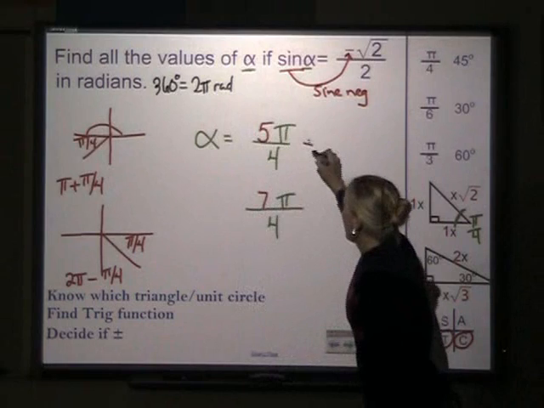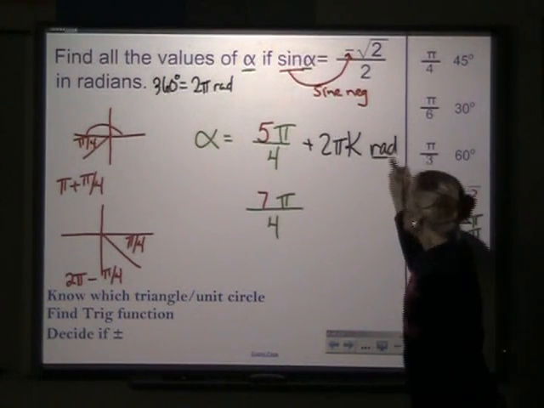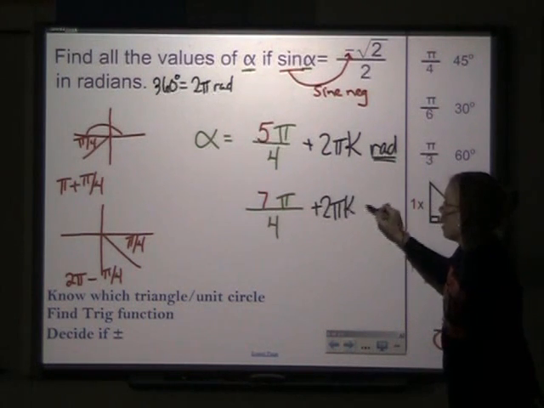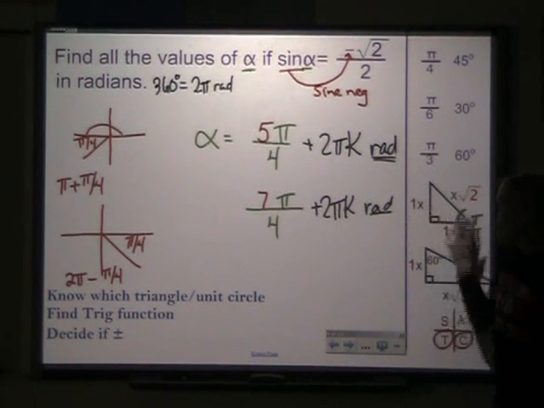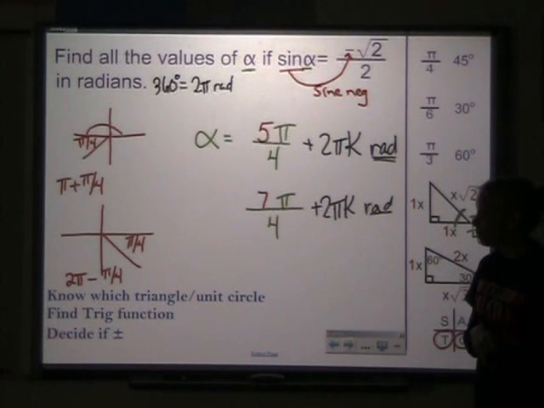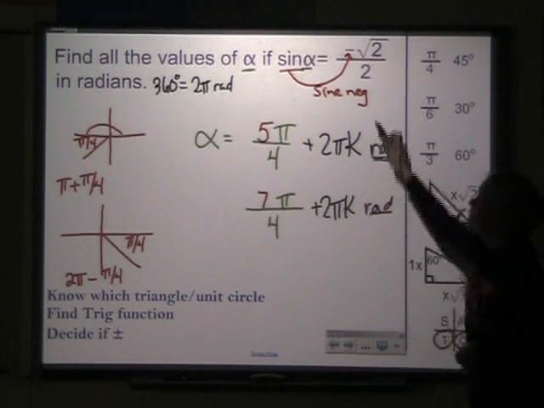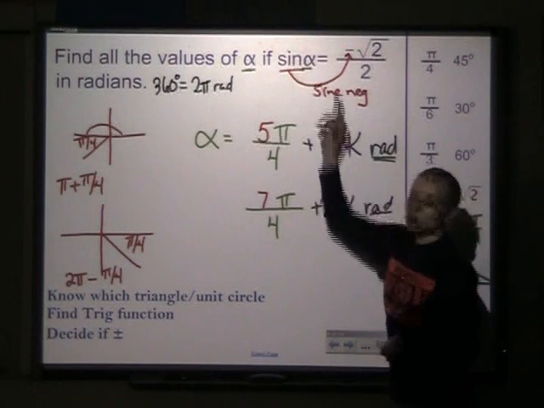So I'm going to add 2 pi k, and I do need to label. You can label your radians just at the very end. You don't have to label it here and here. Okay, so that whole thing is in radians. Those are your first type of problems. Given the angle and finding the trig function, given the trig function and finding your angle.